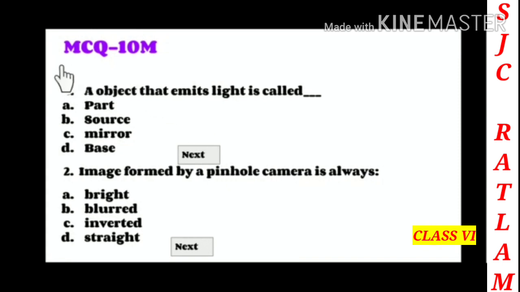Children, here you can see that there are MCQs of 10 marks. This is a demo question for you. First one, you can see the question, and there are 4 options. So children, click on the correct answer and then click on the next button. Then you will get the second question. Read the question. There are 4 options. Click on the correct answer and then click on next. Children, like this you will complete the 10 MCQs. You just have to tick the correct answer and click on next.